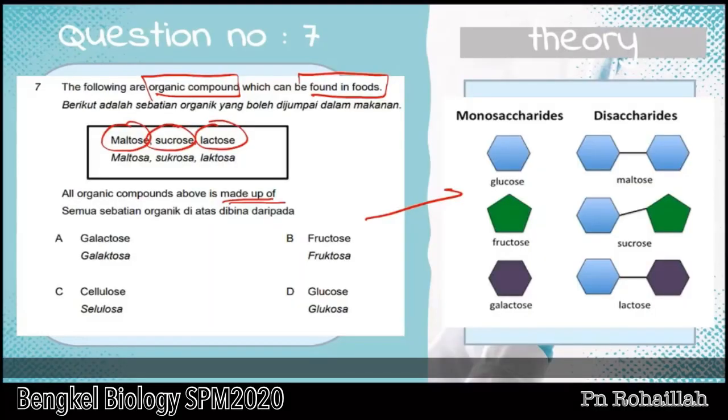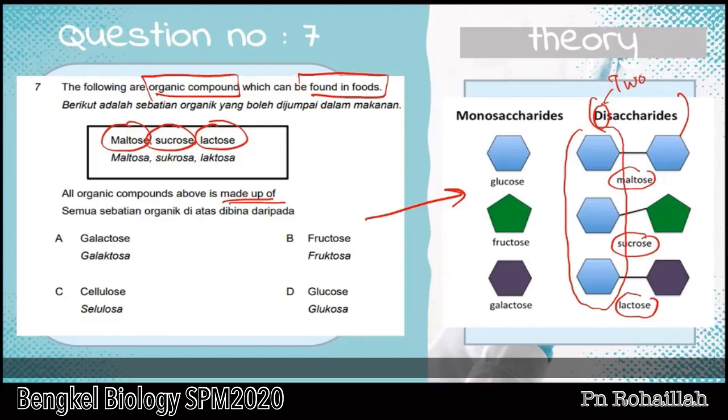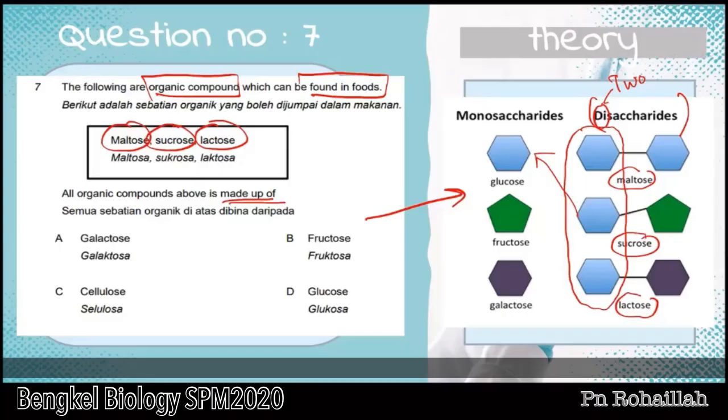So maltose, sucrose, lactose, all these three are considered disaccharide. Disaccharide maksudnya dua. Di is two. So what is the basic unit for these three, maltose, sucrose and lactose? So you tengok, semua pun warna biru. Betul tak kat sini? So, warna biru ialah glucose. So, the organic compound that made up all these maltose, sucrose, lactose actually is glucose. So the answer is D. Boleh faham?